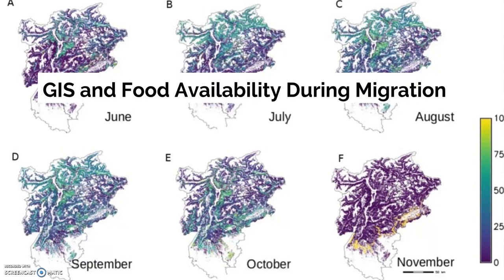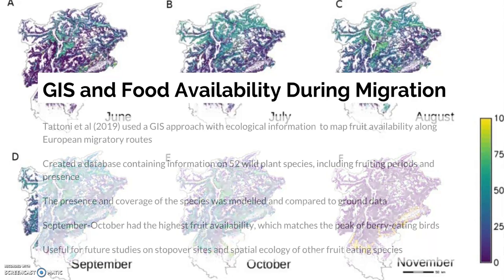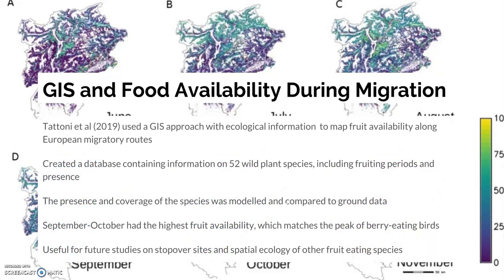GIS has also been used to help monitor migration. In this case, the study authors were looking at migration of birds in Europe, and they were also trying to look at the fruit availability along the migration routes. They made a database that contained information on over 50 wild plant species, and they were looking at things like when the plants had fruit on them and when the birds were passing through those areas. They were able to create that database, but then also go back through and compare what they modeled to ground data.